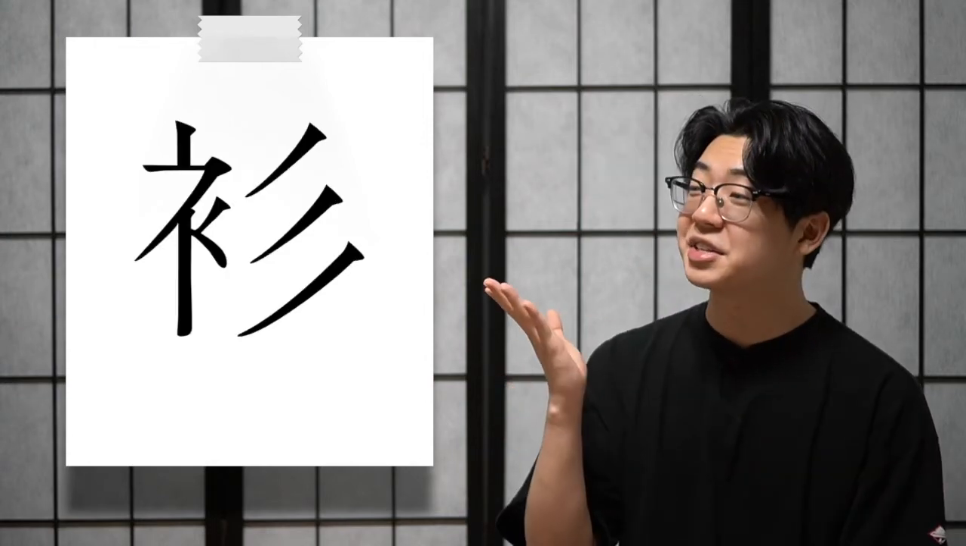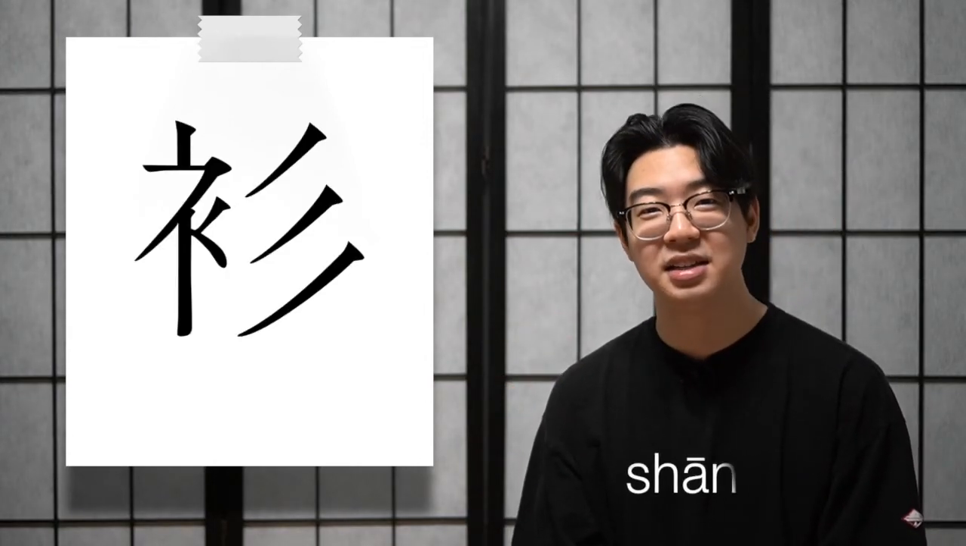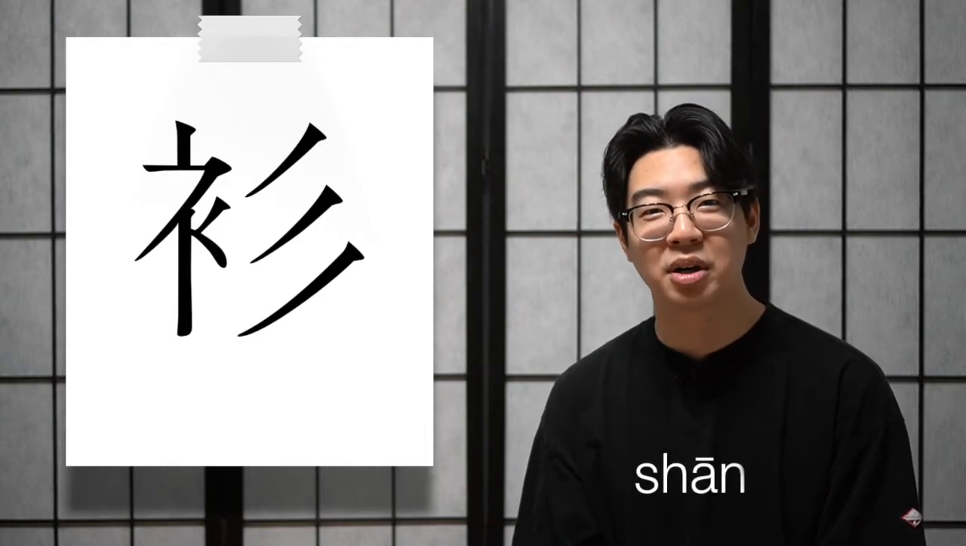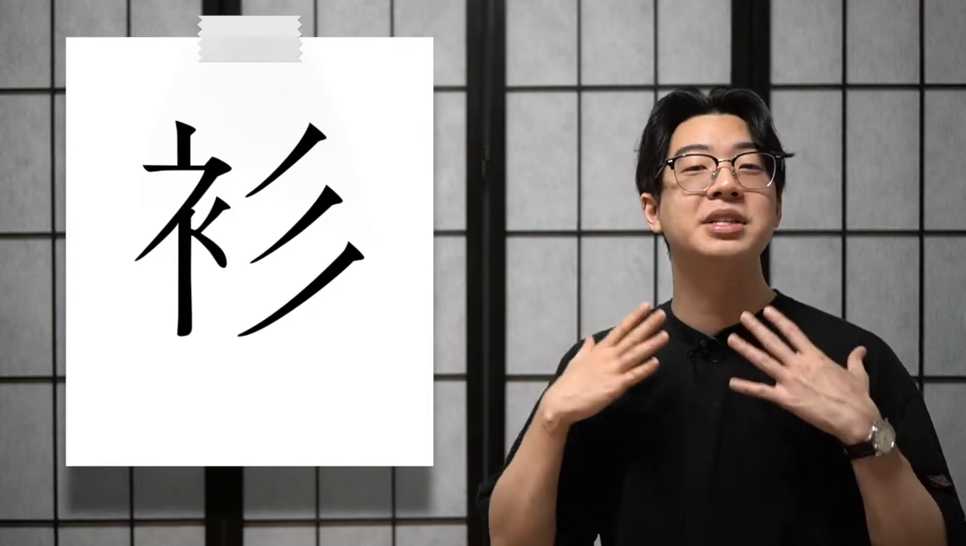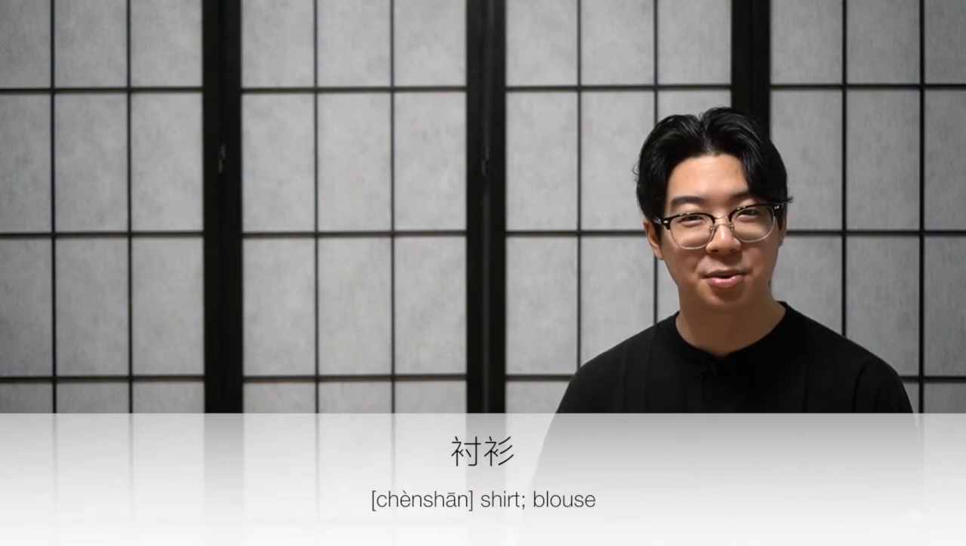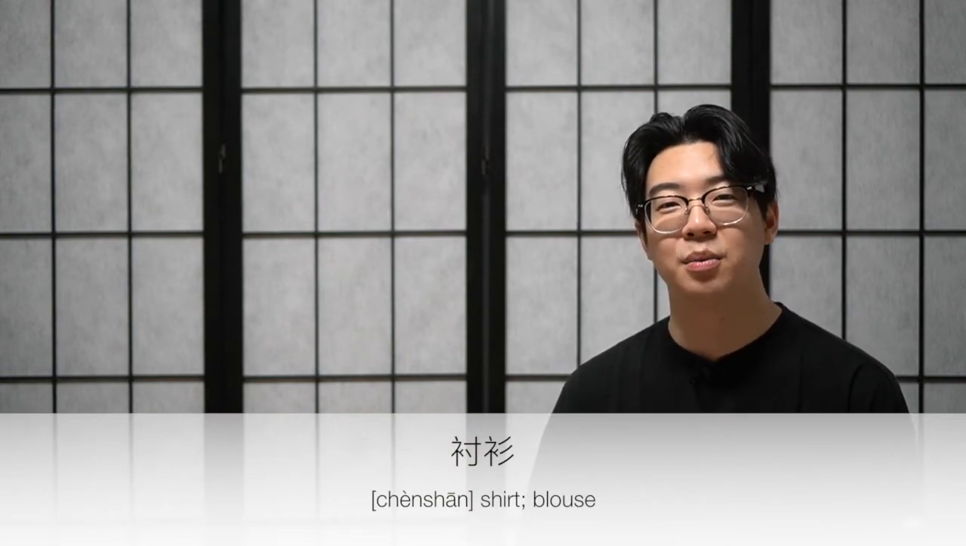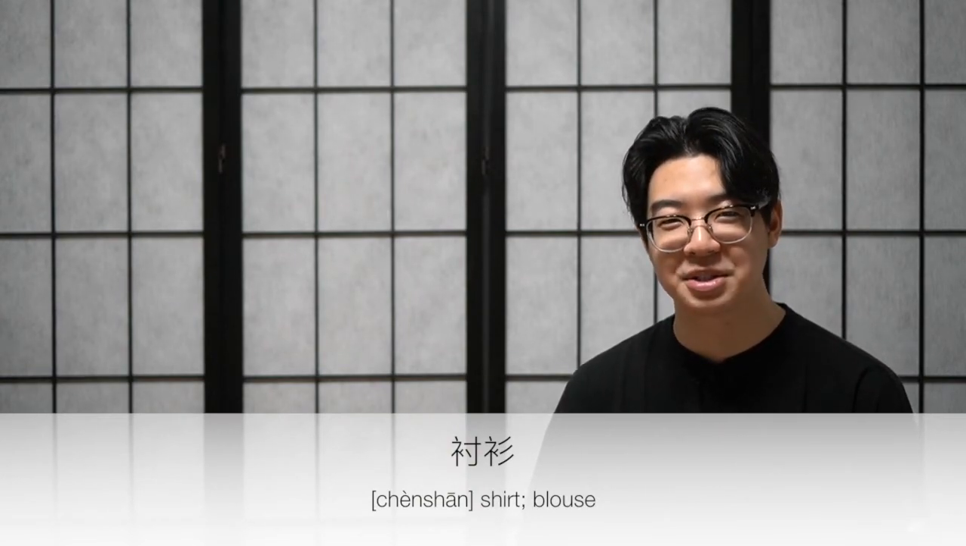Here's the last character. Now the character on the right means hair or decorate, and is pronounced shàn, which is borrowed for the pronunciation of the whole character. This character is pronounced shàn and means unlined upper garment. To remember this character, you can think of wonderfully decorated unlined upper garment shirts. It is used in this word, 춘산, which means shirt or blouse.